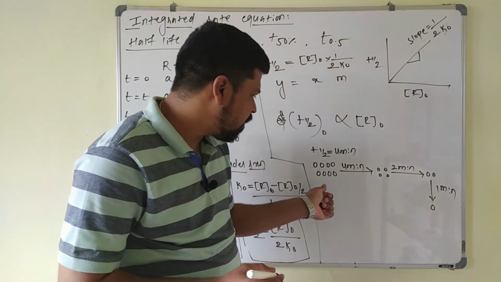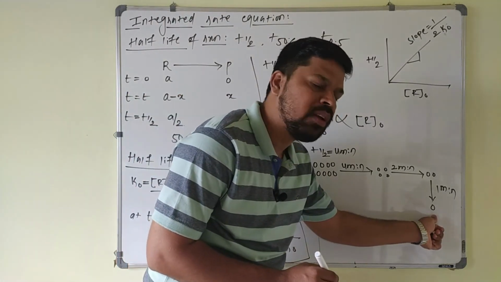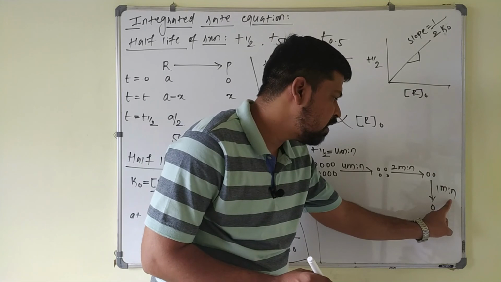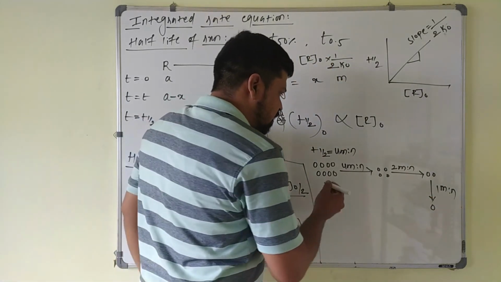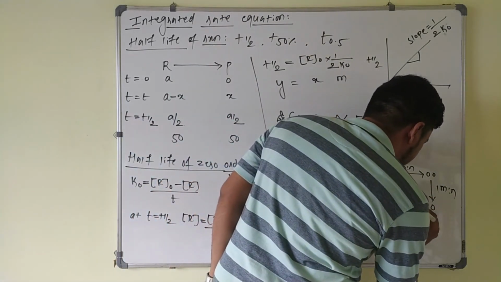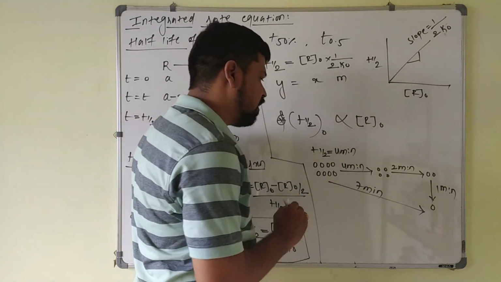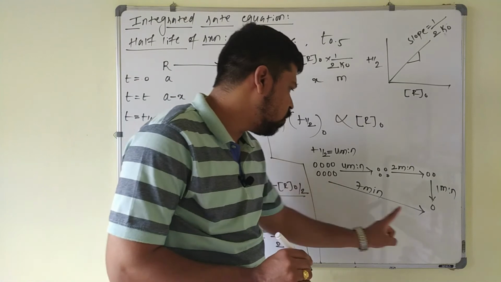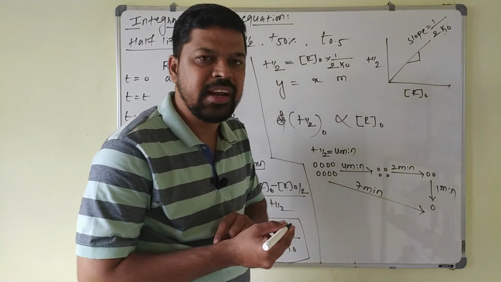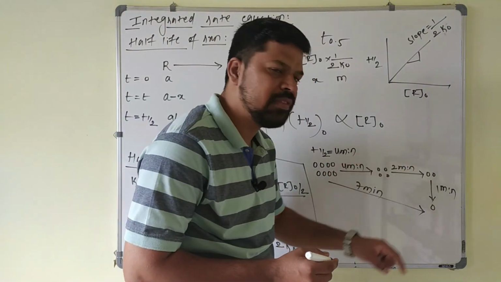Then how much time is required to convert 8 mole into 1 mole? That is 4 plus 2 plus 1, so 7 minutes is required from here to here. That is the time taken by the zero order reaction to convert 8 mole to 1 mole, 7 minutes. You have to add these times here.